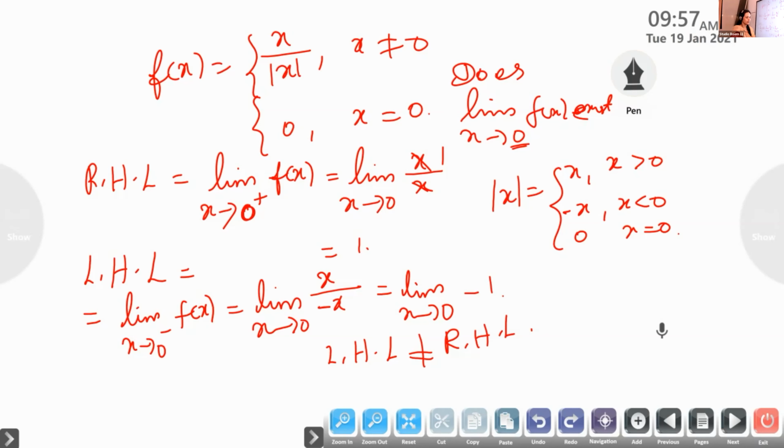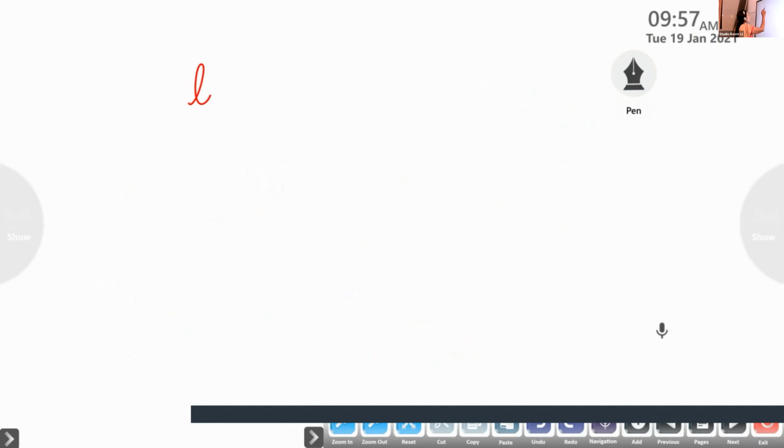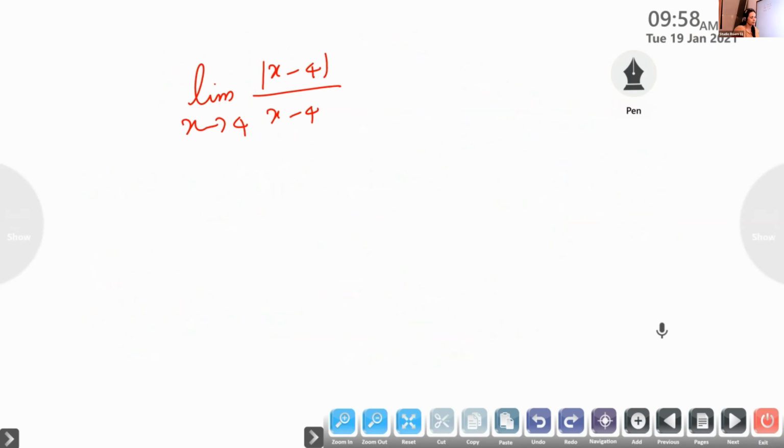Okay. I'll give another question. Check whether limit x tending to 4 of modulus of x minus 4 by x minus 4 exists. Method is same, isn't it? So we want to find the left limit at 4 and right limit at 4.